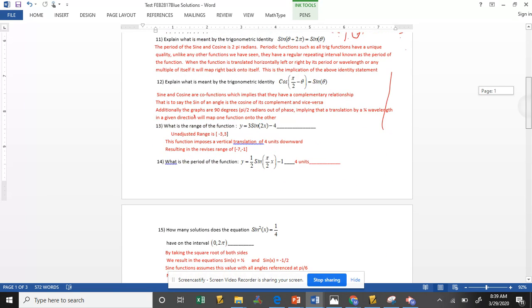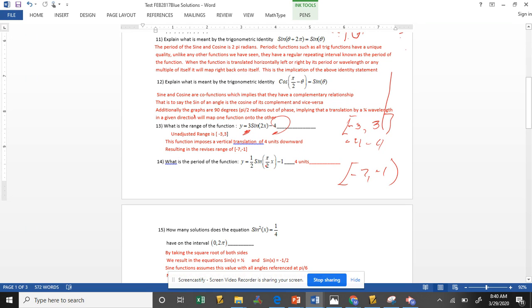Let's take a look here. What is the range of the function? Well, the range is offset by the amplitude and the vertical translation. The amplitude will set the range from negative 3 to 3, but then we're pushing it down 4, so we subtract 4, which gives us negative 7 to negative 1. That's going to be the range.